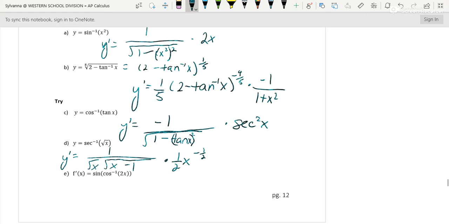This one's a little bit more nasty. It's not supposed to say f prime here, sorry. Unless we're trying to find double prime, I guess that wouldn't be a problem.